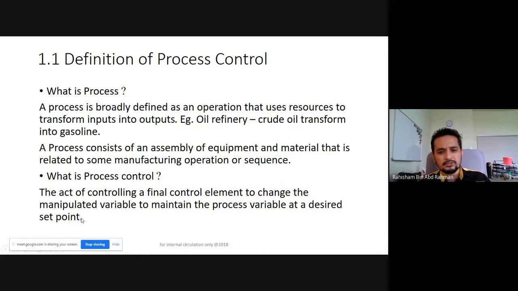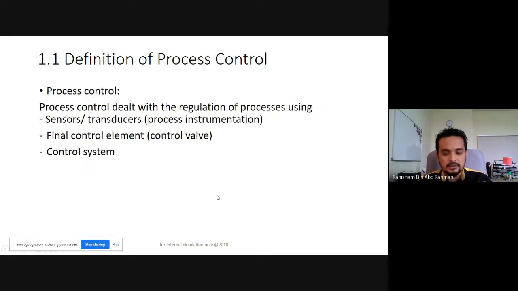What is process control? If we combine these two words, it is the act of controlling. We want to control the final control element. If you can use the word here.